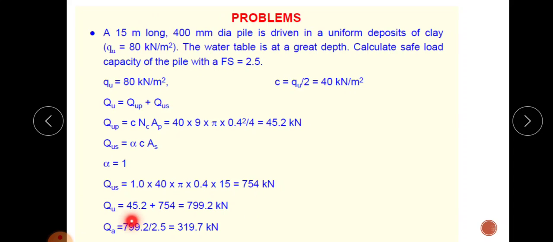So QU is equal to QP plus QS, so 799.2 kilonewton is the ultimate load. Here we have to calculate safe load, that is ultimate load divided by factor of safety, so 319.7 kilonewton is the safe load. I think it's clear. QU is equal to QP plus QS, and QP for clay is C NC into AP, then QS for clay is alpha C into AS. Substituting these values, you will get ultimate bearing capacity. Then ultimate bearing capacity divided by factor of safety is the safe load capacity.